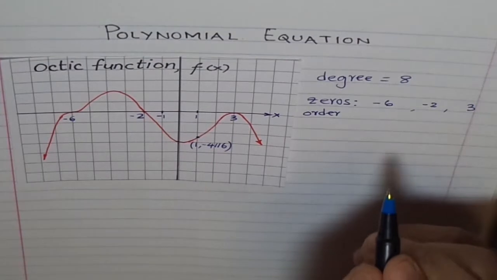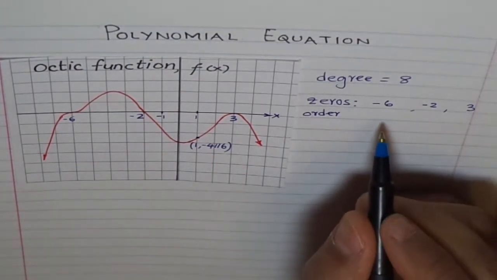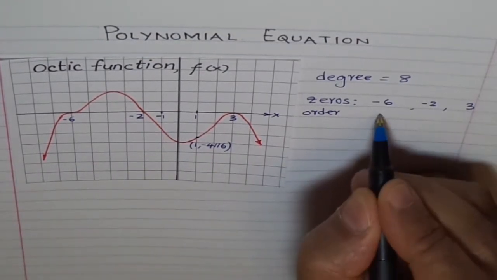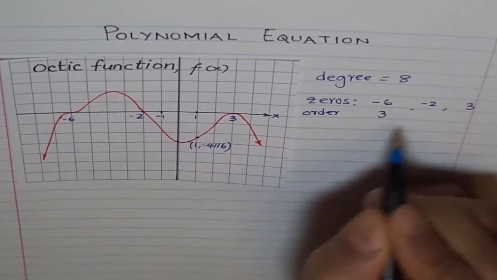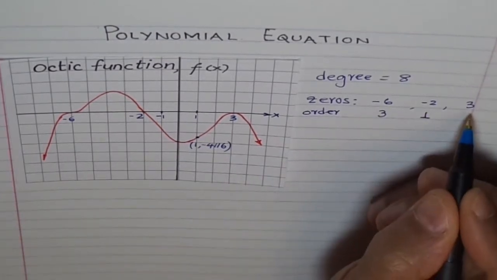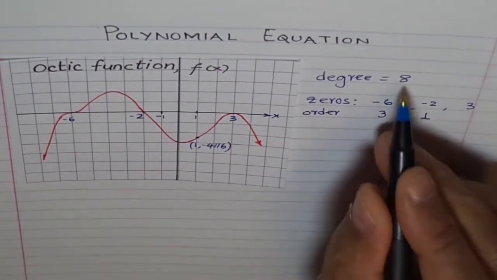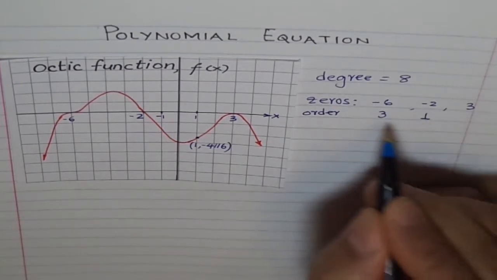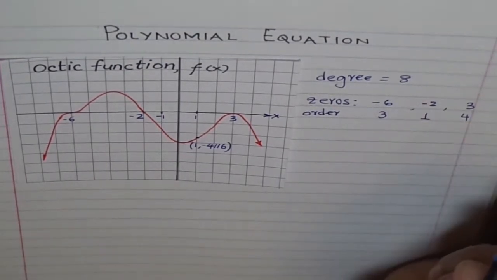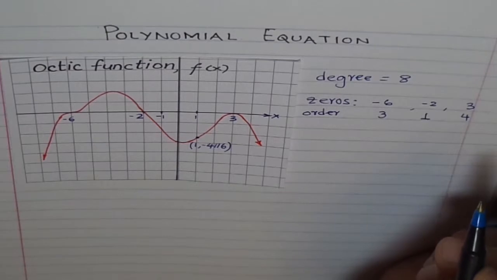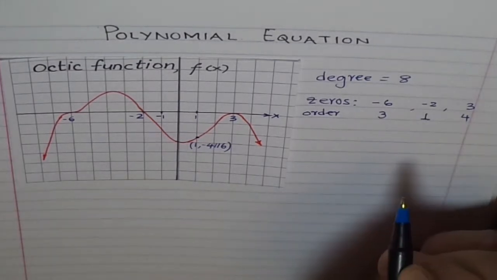Order first possible is, let's take the first zero as multiplicity 3, okay? So let this be 3, and this is 1, and this will be 3 plus 1, 4, so this has to be 4, correct? Because then we get degree of 8, otherwise we don't get degree of 8. So that is the first possibility.